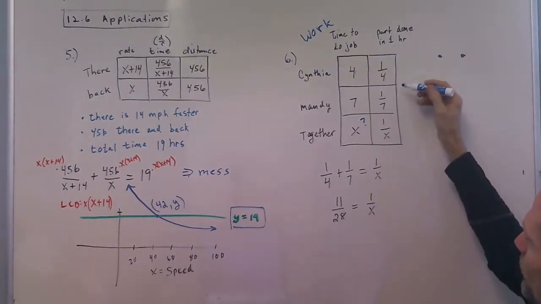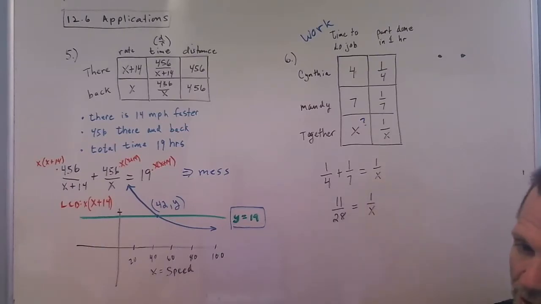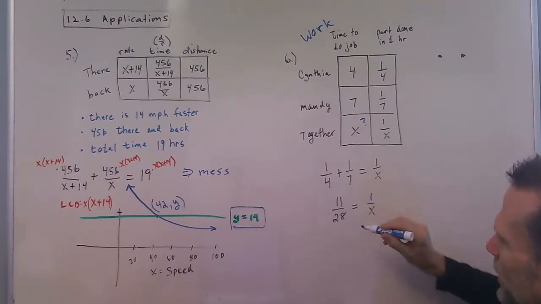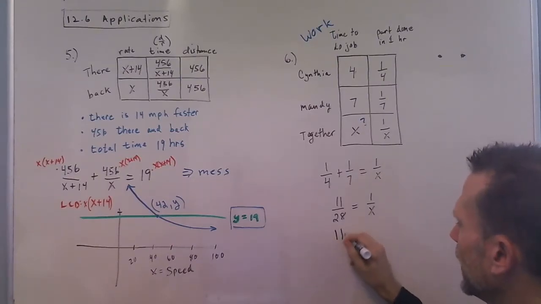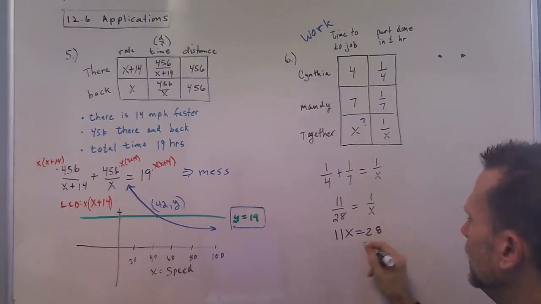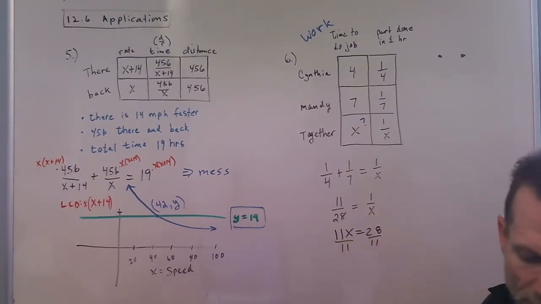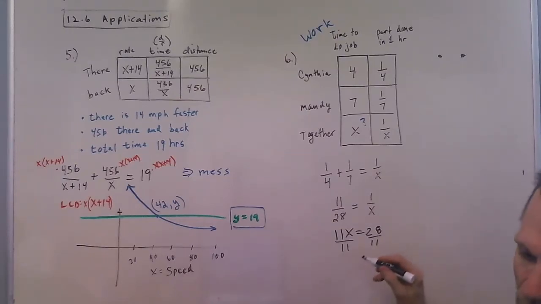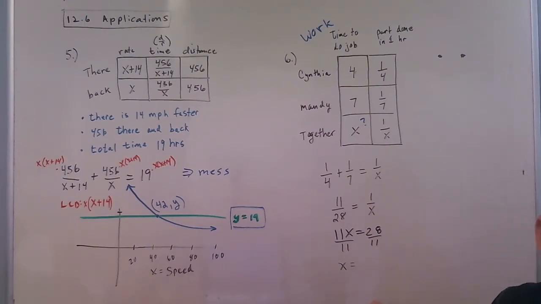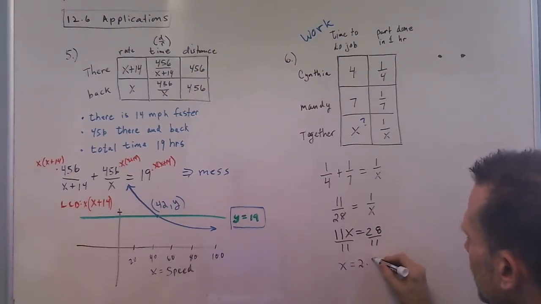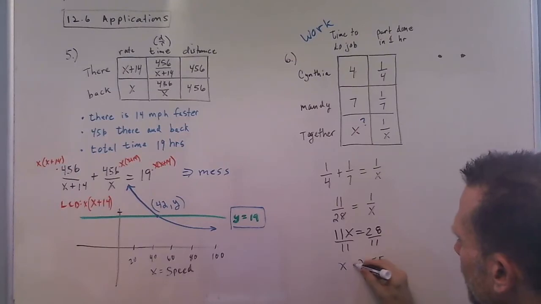So when we make our table, we get to this algebraic equation here, which is not too difficult of one to solve. We can add these two fractions together, and then here we could cross multiply. And when we cross multiply, we get 11x equals 28. And then we divide by 11. And we get x is equal to, I think it's about 2.55. So it's approximately 2.55 hours.